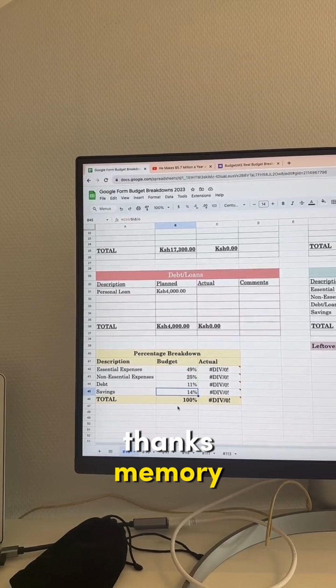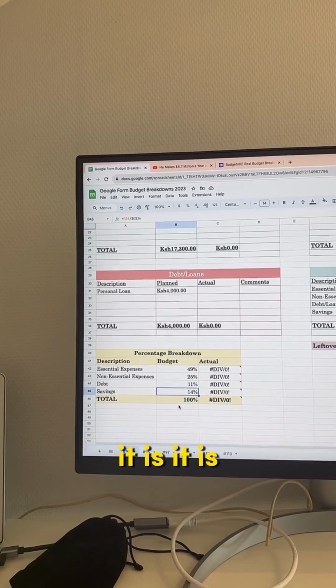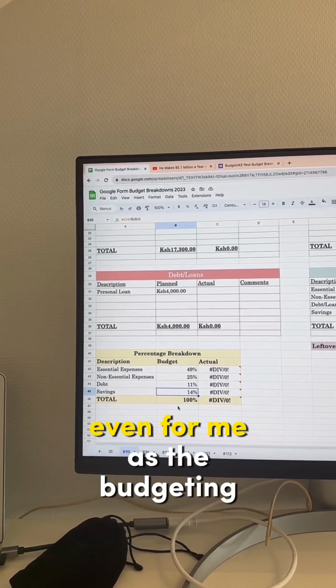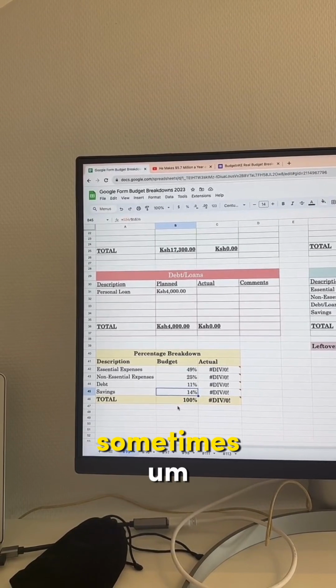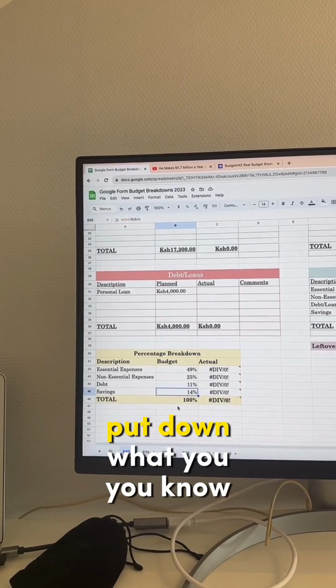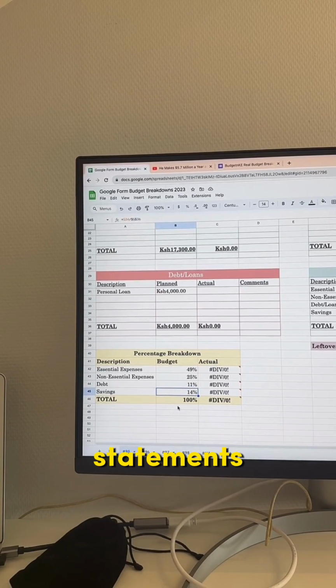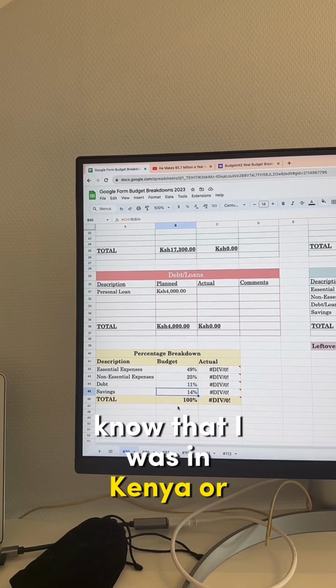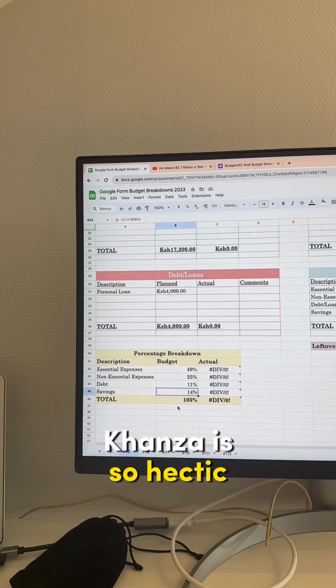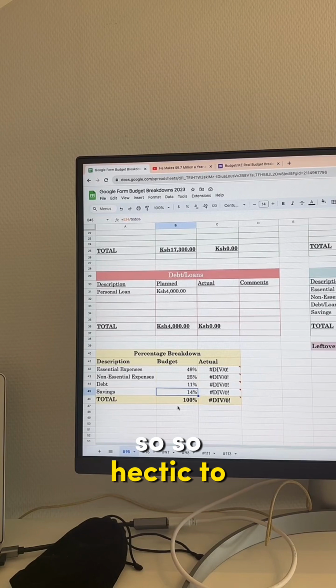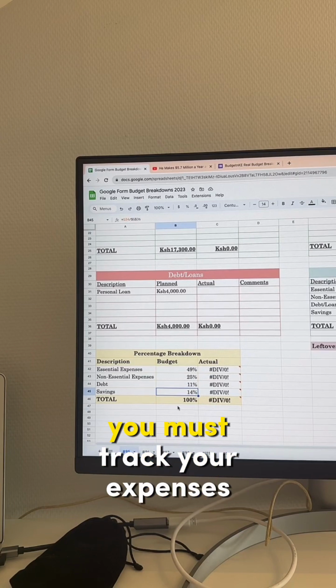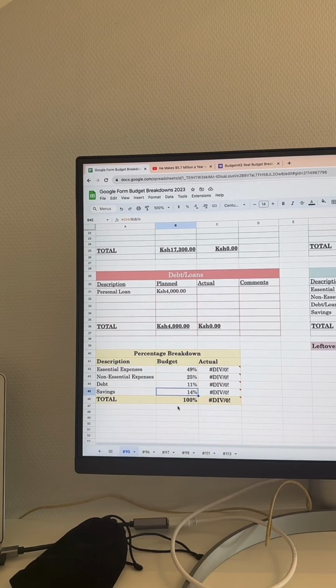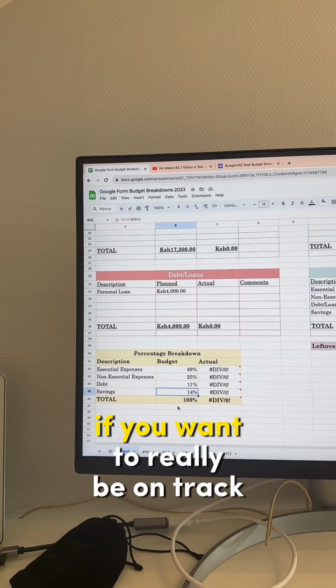Thanks for the comments, guys. I'm really learning. Budgeting is really a headache for me. It is, even for me as the budgeting coach. Sometimes to sit down and actually put down what you've spent from the bank, from M-Pesa statements. For example, now that I was in Kenya, M-Pesa is so hectic to follow. And you must track your M-Pesa and your expenses, and avoid cash if you want to really be on track.